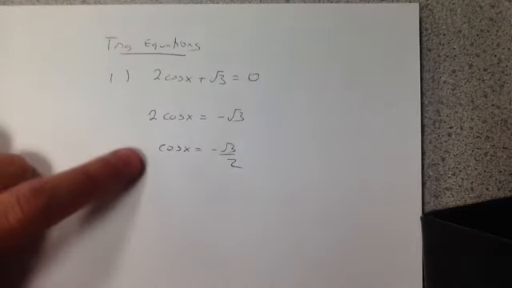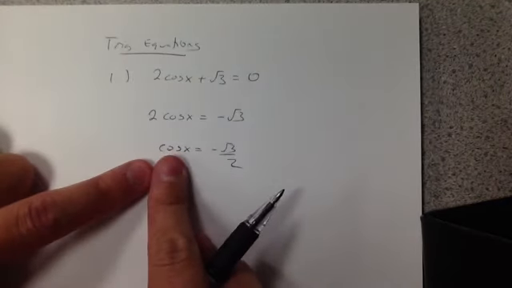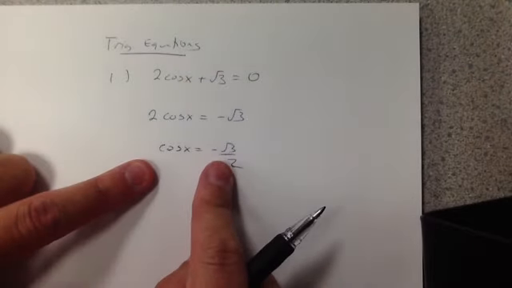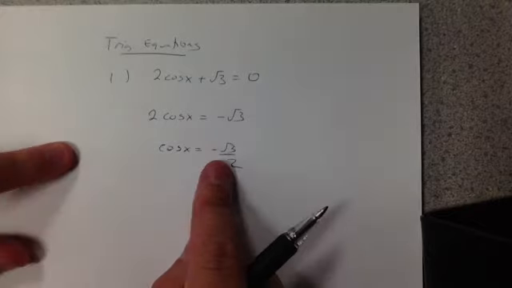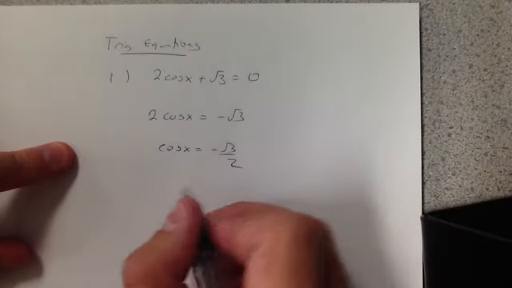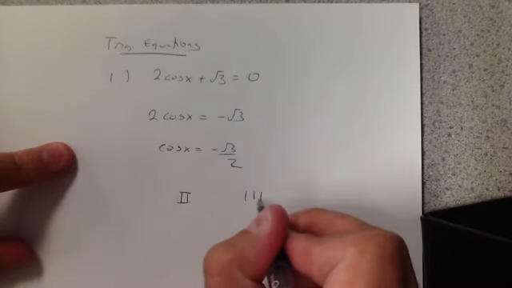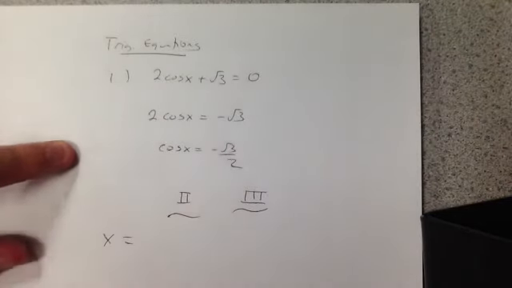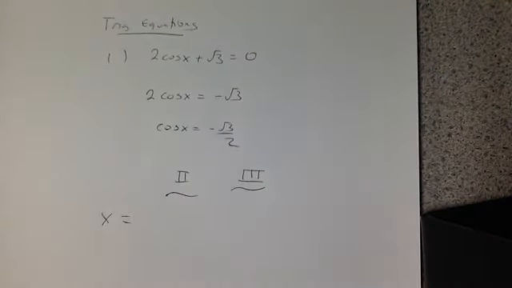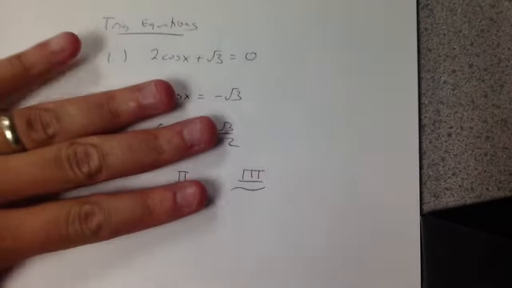Now, recall, I want to find the values of x that are going to make the cosine negative root 3 over 2. But you also have to remember, there's going to be two answers because cosine is negative in the second and third quadrant. So we should get two answers for our x. Now the question is, what's it going to be? Well, where is cosine equal to root 3 over 2?